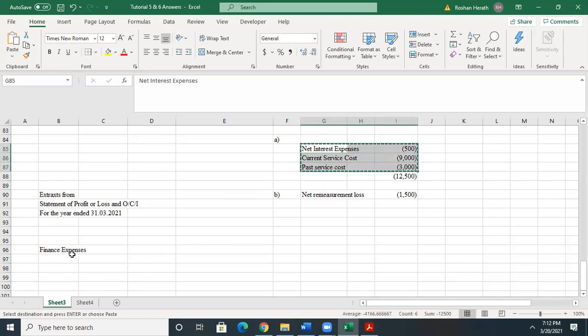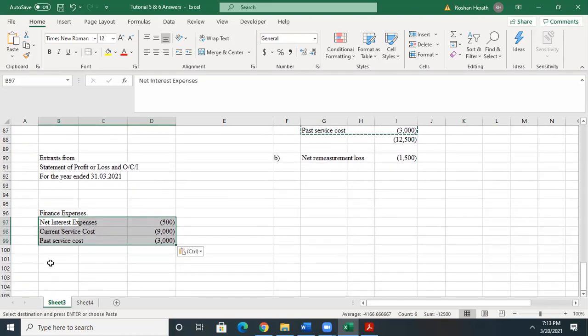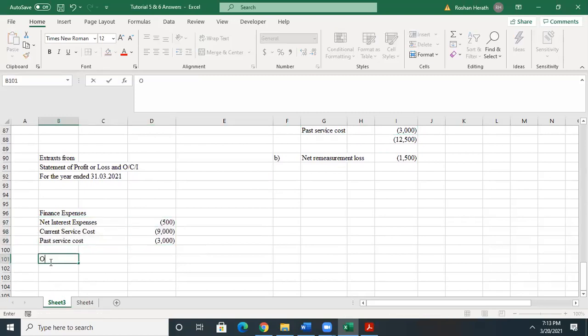So I will give you the figures. Net interest expenses, current service cost, and past service cost. Then under the other comprehensive income, you can take the net remeasurement loss. Otherwise you could have said remeasurement loss net, that even works, right?